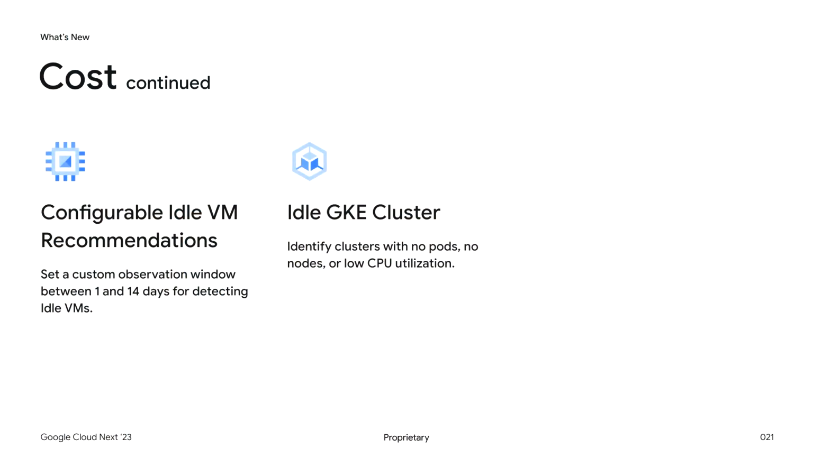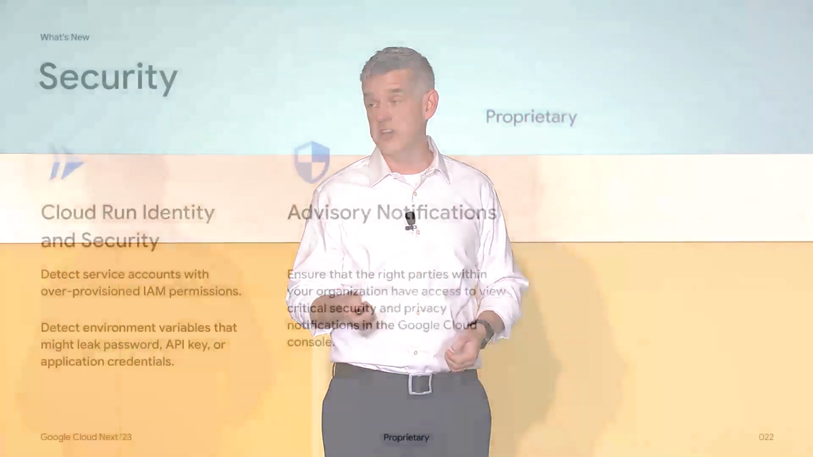Frank mentioned earlier configurable VM right-sizing recommendations. VM right-sizing recommendations have been around for a while, but we recently introduced your ability to add configuration parameters and adjust that observation window to customize it for your organization. And finally, we launched recommendations to help detect idle GKE clusters: clusters with no pods, clusters with no nodes, or low CPU utilization generally. We have new Cloud Run security recommendations.